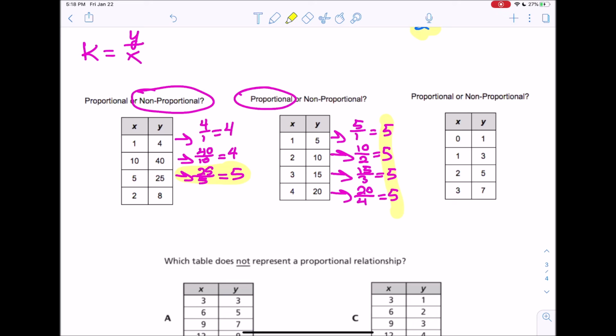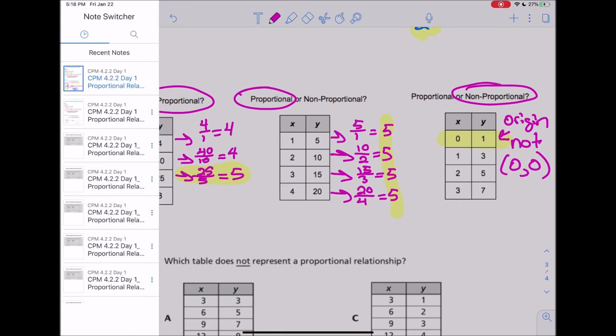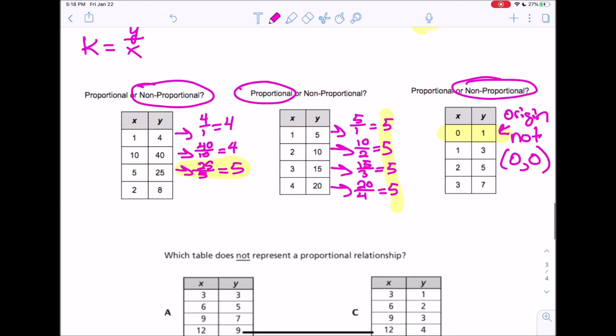Bam! I don't even have to calculate any unit rates because the problem is right here. The origin is not at 0, 0. If x is 0, y should be 0, but it's not. Y is 1. So right off the bat, not proportional. Okay, so that's because the origin is not 0, 0. So we don't even have to calculate anything else.